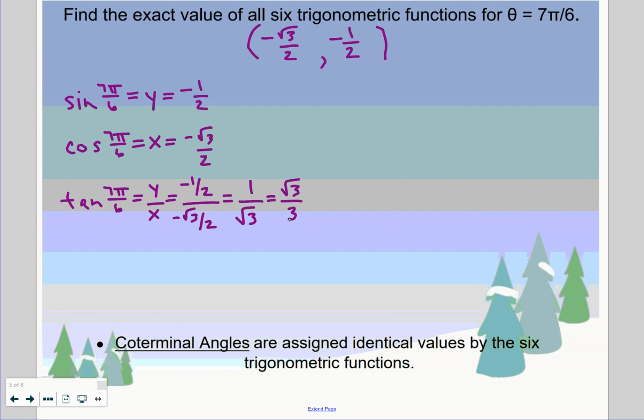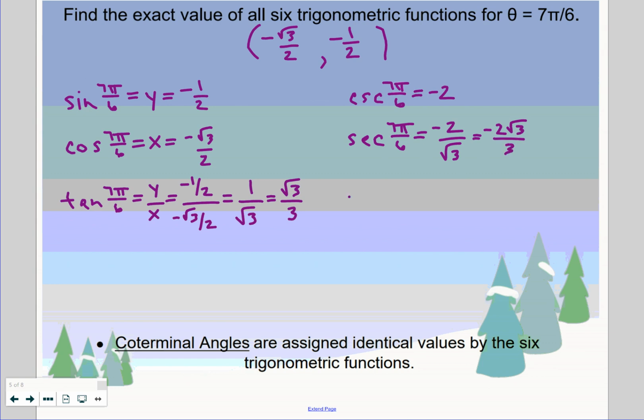Okay, my reciprocal functions now. Cosecant is the reciprocal of sine. Sine was negative 1/2, so cosecant is negative 2. Secant is the reciprocal of cosine. So if I flip it, negative 2 over rad 3, and then if I rationalize, negative 2 rad 3 over 3.